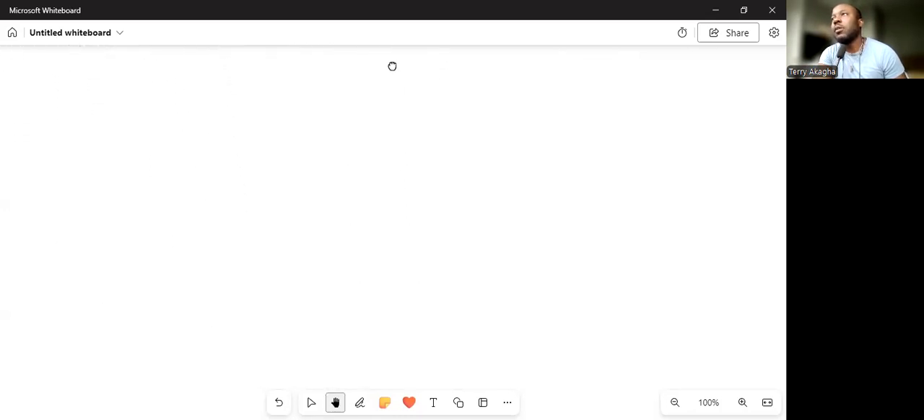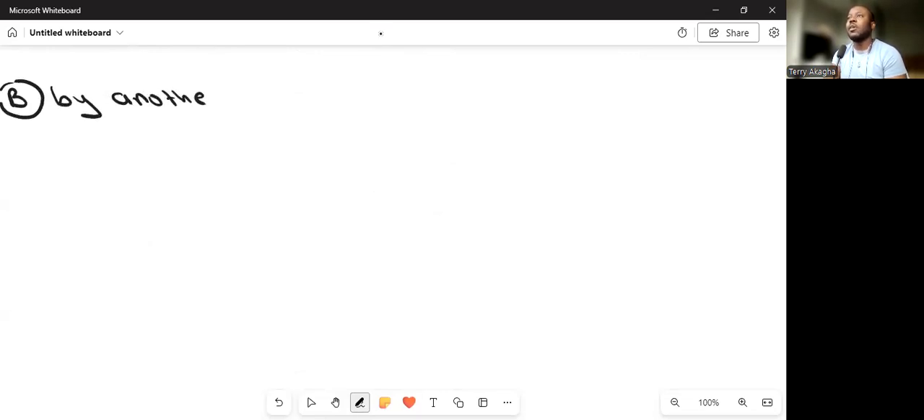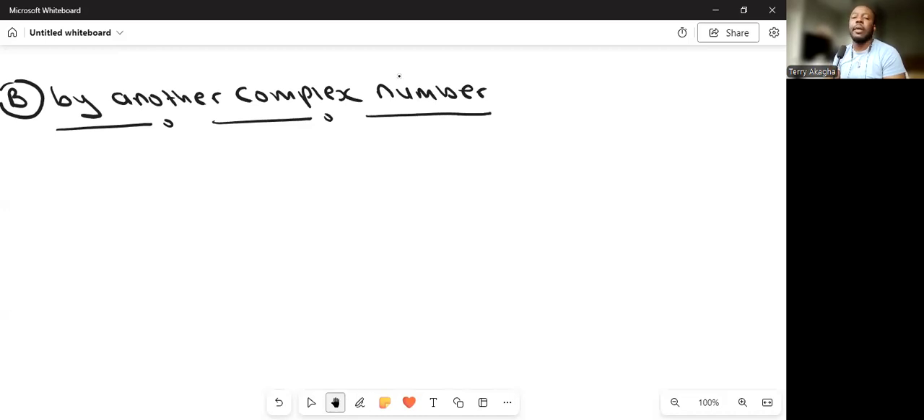Now, the final one, we'll talk about when you're dividing by another complex number. So this is the last one. When you're dividing by another complex number, there are 5 steps.